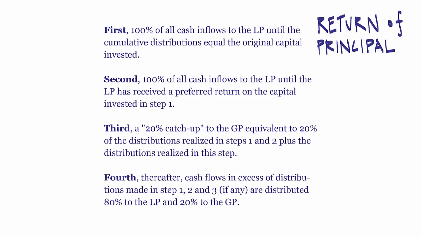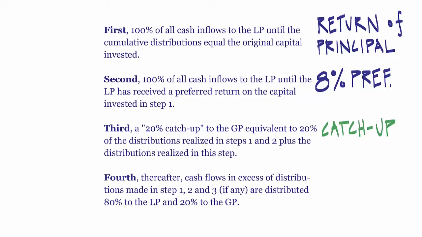So the first step is 100% of all cash inflows to the LP until cumulative distributions equal the original capital invested. The second is 100% of all cash inflows to the LP until the LP has received a preferred return on the capital invested in step 1. Third, a 20% catch-up to the GP equivalent to 20% of the distributions realized in step 1 and 2, plus the distributions realized in this step. And finally, the 80-20 split. And as before, the blue color indicates a distribution to the LP, and green, a distribution to the GP.